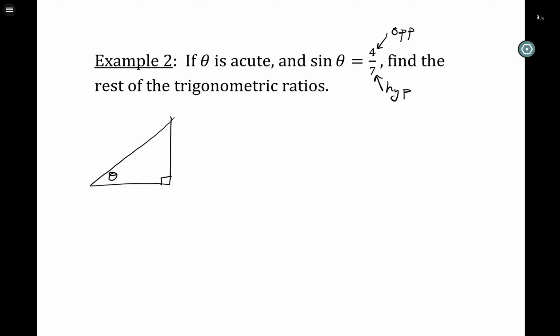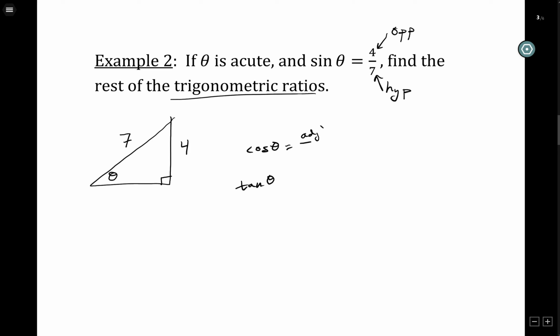So my opposite side in this right triangle is 4. See how this side is opposite the angle? So I know for certain in this right triangle that side is 4, and I know for certain the hypotenuse is 7. Why? Because that's what sine theta tells me. It tells me the opposite and the hypotenuse. Now it's asking me to find the rest of the trig ratios. So I'm going to eventually have to find cosine, I'm going to have to find tangent, but all of these have to do with the adjacent side.